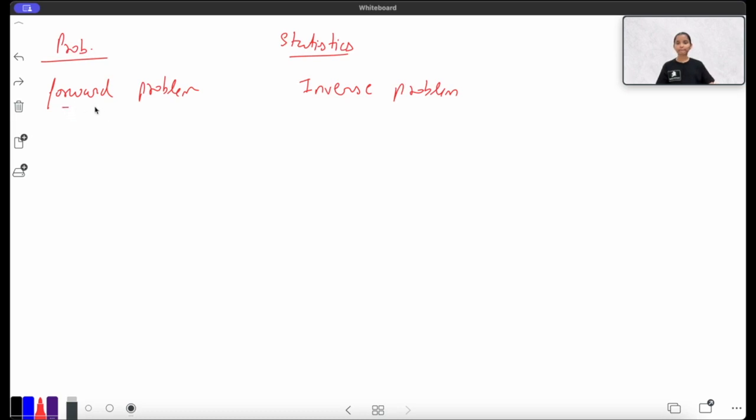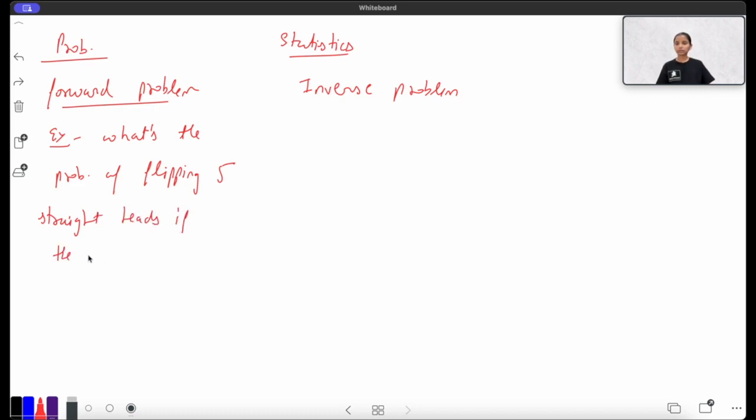For example, we say, what's the probability of flipping 5 straight heads if the coin is fair? The information is already given that the coin is fair. You are throwing 5 coins, so you have the corresponding outcomes, so you know what the data is. Now from that data you just have to calculate the probability.